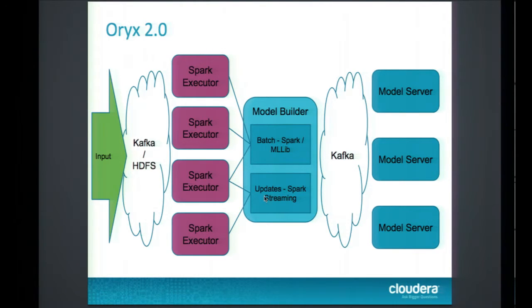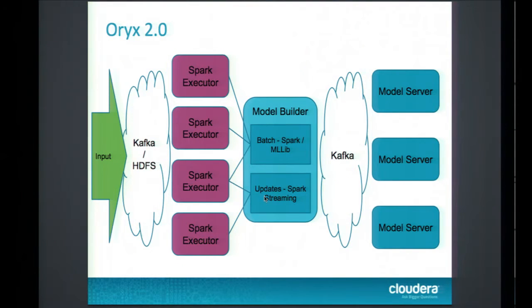At the center is this model building component, and the model builder is doing two things. Every hour, every day, however long you want to configure it, it's rebuilding the model on the entire data. Simultaneously, it's handling updates through Spark Streaming. So we assume that you can have a huge amount of updates. People are clicking on stuff on your website all the time.